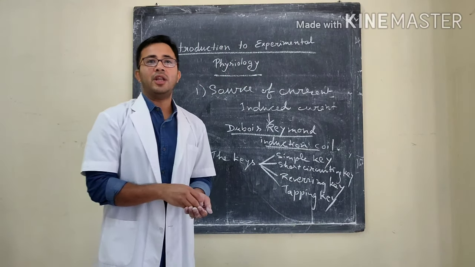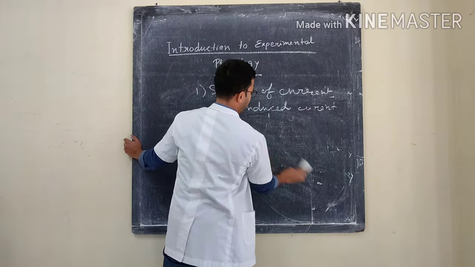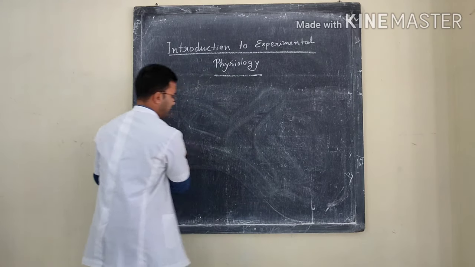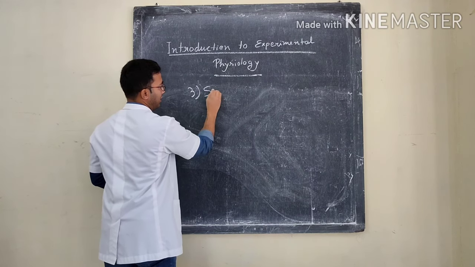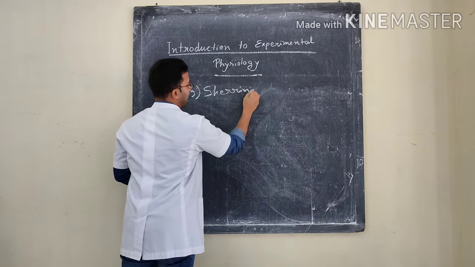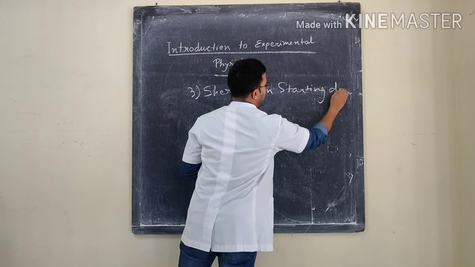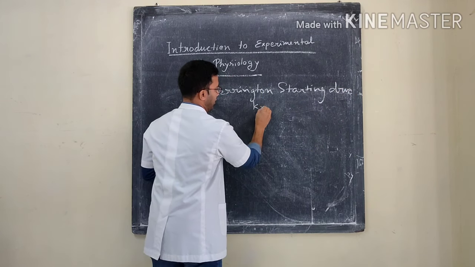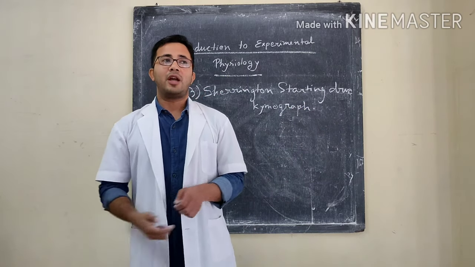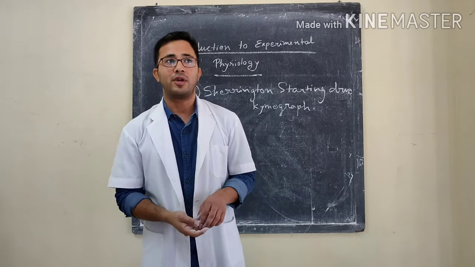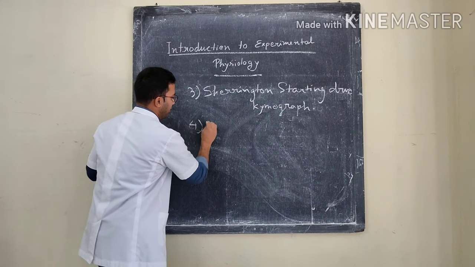Then the next instrument we will use is the Sherrington Stirling drum kymogram. First I will mention the names of all the instruments, then I will show you all the instruments one by one. On this Sherrington Stirling drum kymogram, we will record the response of the tissues or the contraction of the nerve muscle preparation.